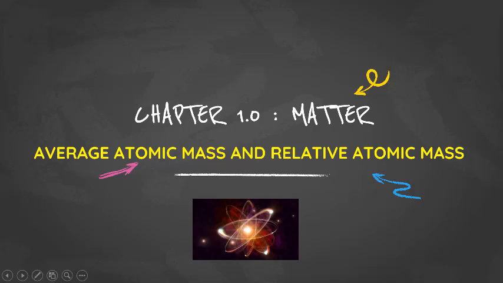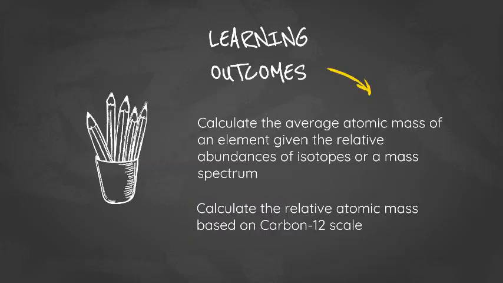Hi guys, today we are going to learn about average atomic mass and relative atomic mass. At the end of this video, you are going to be able to calculate the average atomic mass of an element given the relative abundances of isotopes or a mass spectrum. Next, you will be able to calculate the relative atomic mass based on carbon-12 scale.